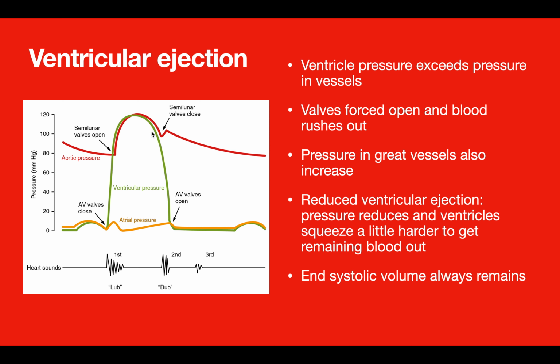So the pressure reduces, and the ventricles have to squeeze a little bit harder to get the tiny bit out. So like when you're squeezing toothpaste, first when you squeeze a full tube of toothpaste, it comes out really easily, right? Until you're at the very last fourth of the toothpaste, and then all of a sudden you have to squeeze a lot harder. So the end systolic volume will always remain the same.